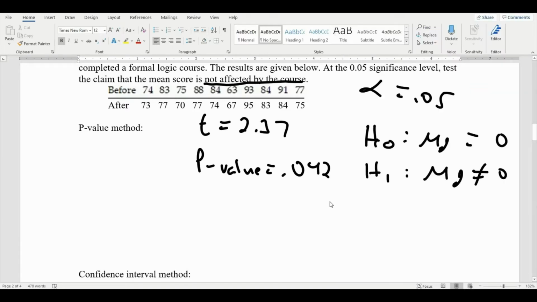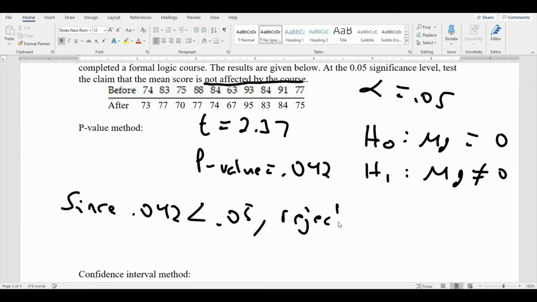And so what we have here is a conclusion that since 0.042 is less than our alpha level of 0.05, you reject H0. There's evidence to support that the population difference is not 0 and the fact that they are different. And I'm going to type that out.